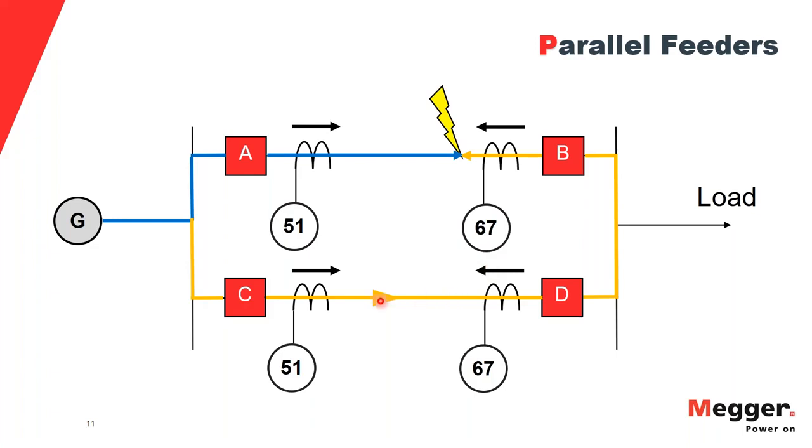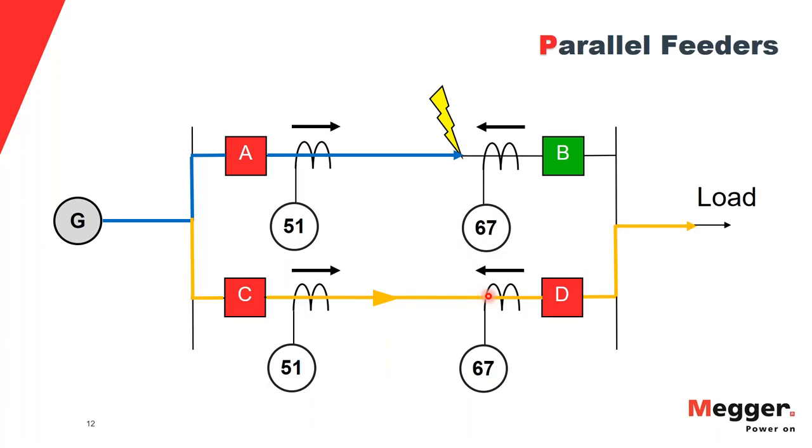Now you see that here I have a reverse current flow. So what 67 does is it blocks the reverse direction from operation. It will only operate the breaker if it sees a fault current higher than the pickup, and also in the direction it is meant to trip.